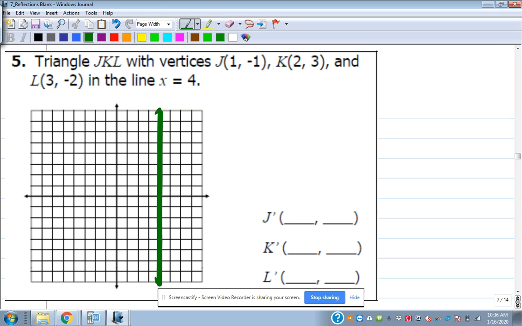We're still going to plot the pre-image and then the image. So triangle JKL is at 1, negative 1, and then 2, 3. And then 3, negative 2.